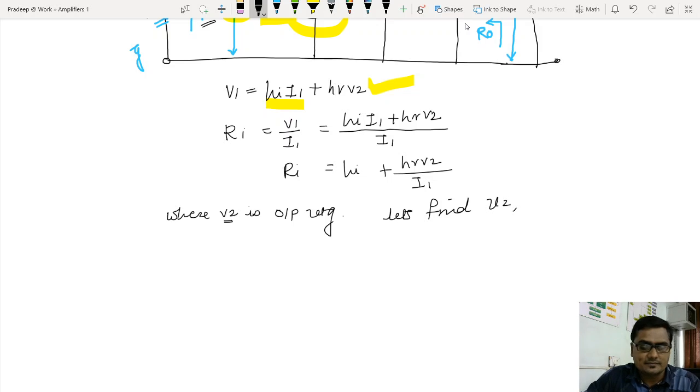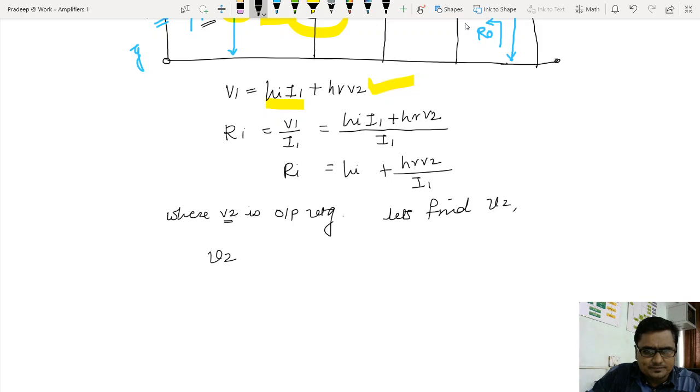So let's find V2. Now I'm interested in V2, because if I get V2, then obviously I can write the equation of Ri in the form of resistance as well as current. Because V2 is output voltage, output voltage is a form of output current and output impedance. So that's why I am interested in finding V2.